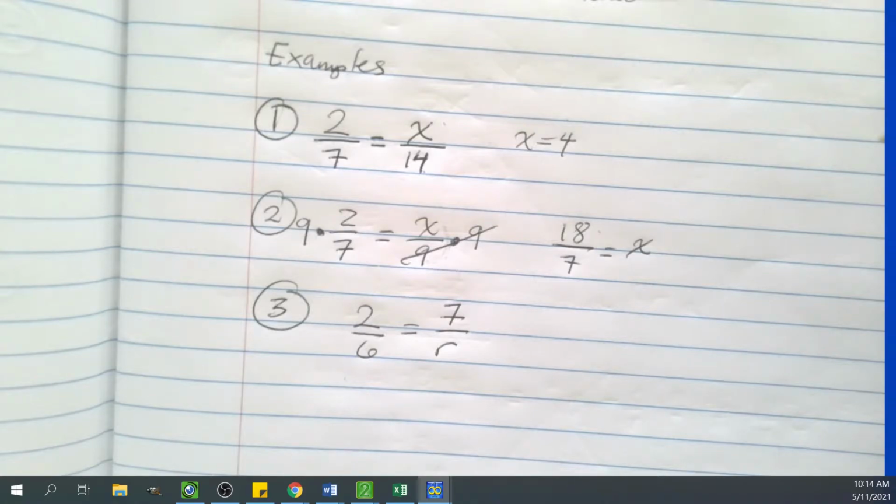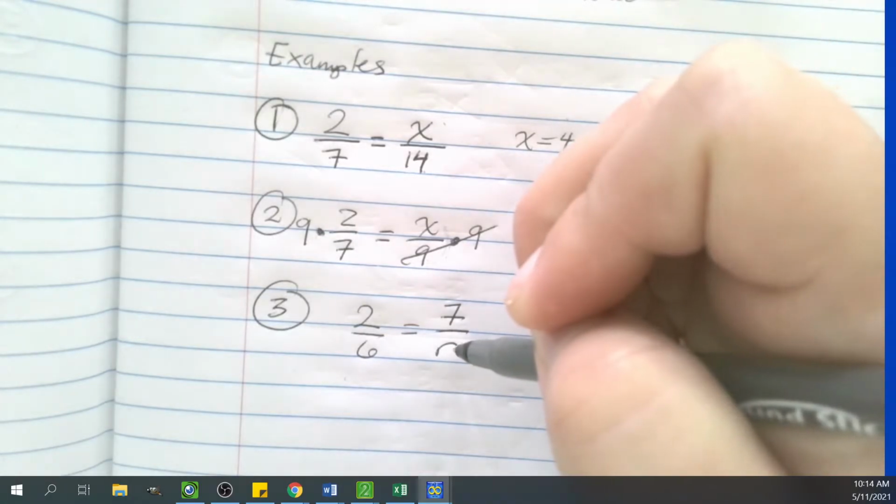Nope. Anybody know? Nope. By 2. Nope. What is that? 6, I think. Yep. It's none of the numbers. What's left? Want to multiply by what? I don't want the r in the denominator.